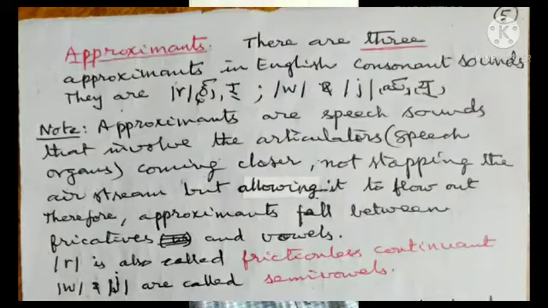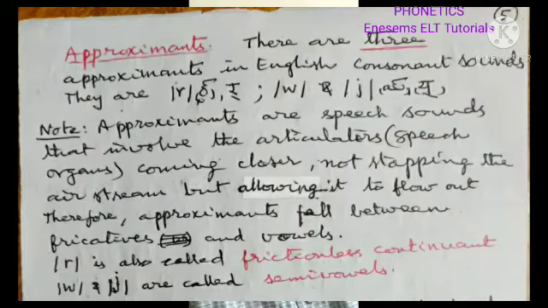Then approximants. There are 3 approximants in English sounds. They are r, w, and y. Note: approximants are speech sounds that involve the articulators, that is, speech organs, coming closer, not stopping the airstream, but allowing it to flow out freely. Therefore, approximants fall between fricatives and vowels. R is also called frictionless continuant, and w and y are called semivowels.